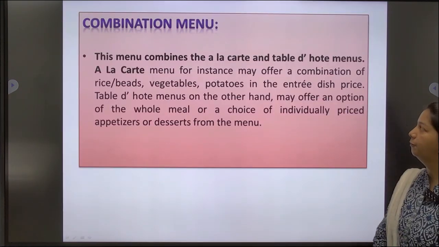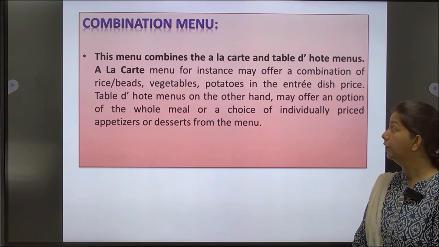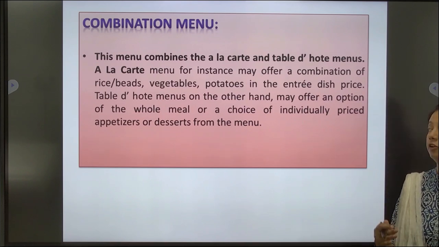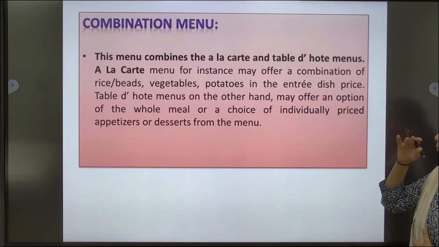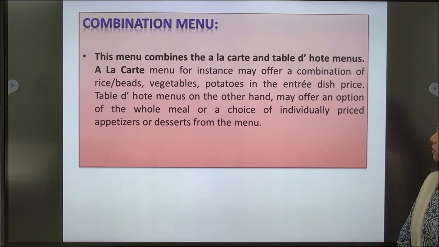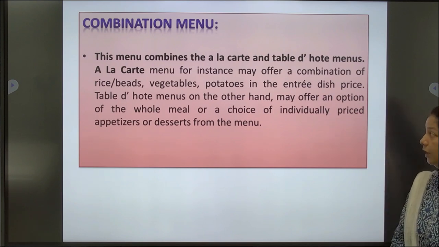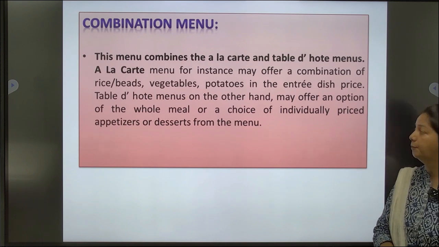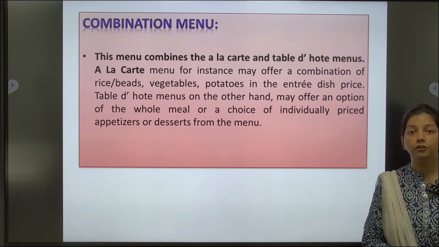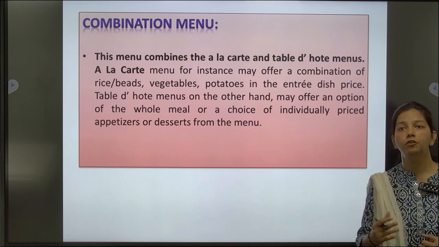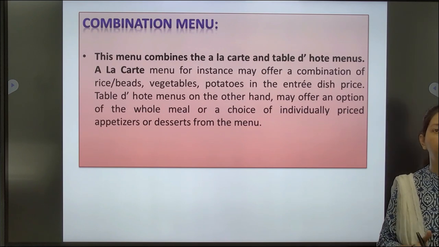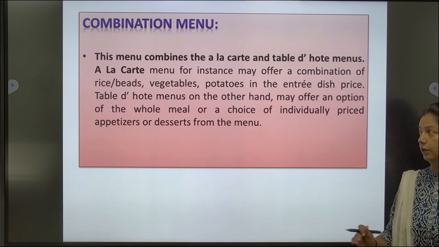Then the combination of menus. This combination of menu will include both, whether table d'hote, a la carte, or a combination of both. This offers a combination of rice and bread, vegetables or potatoes, at an entire dish price. Table d'hote menus, on the other hand, may offer an option of the whole meal or a choice of individually priced appetizers or desserts from the menu. So a combination menu generally contains a combination of menus. These can be table d'hote, a la carte, carte du jour, or all in one.